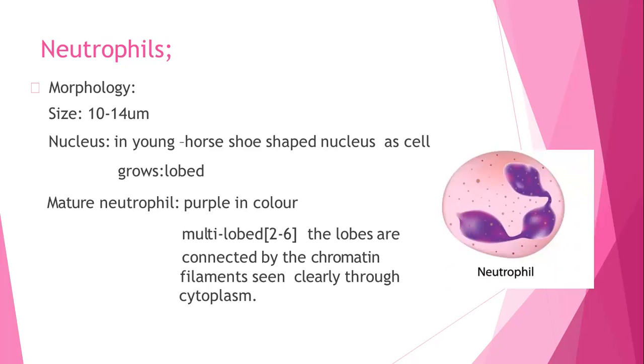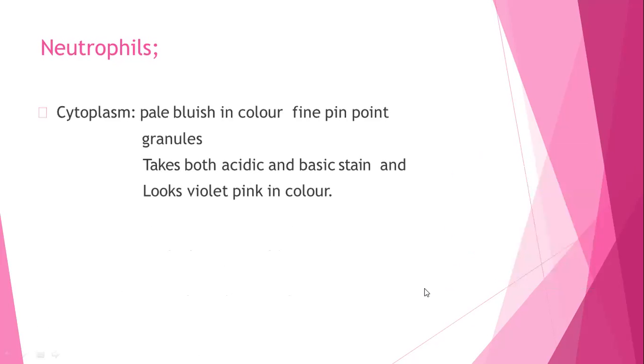There are three lobes of nucleus which we can see here, and this is the chromatin filament by which they are connected with each other. Apart from that, the cytoplasm will have a pale bluish color, and there will be fine pinpoint granules. These granules take both acidic and basic stain. Violet pink is the perfect color, but many times a more pinkish color is seen under the microscope.